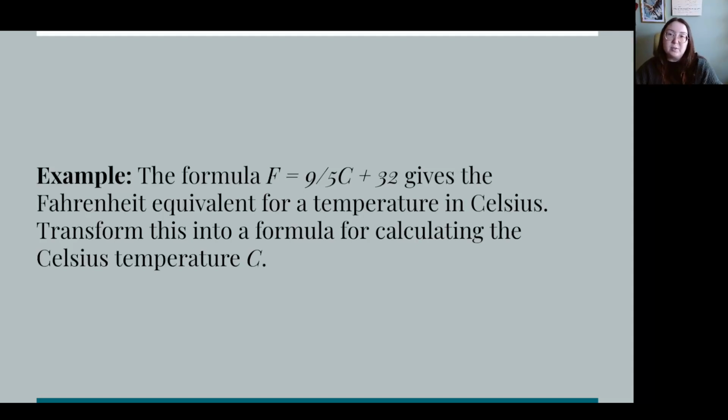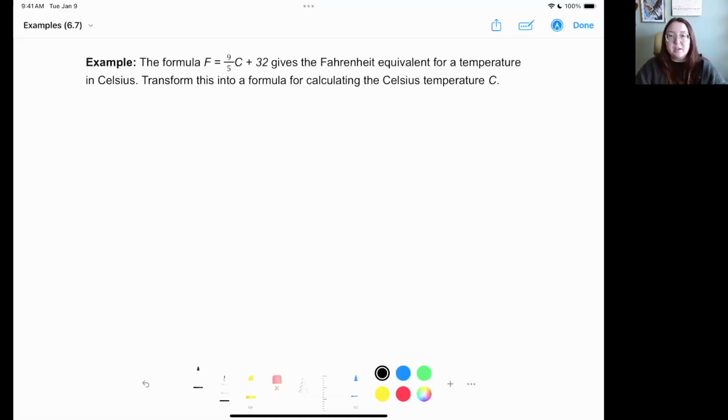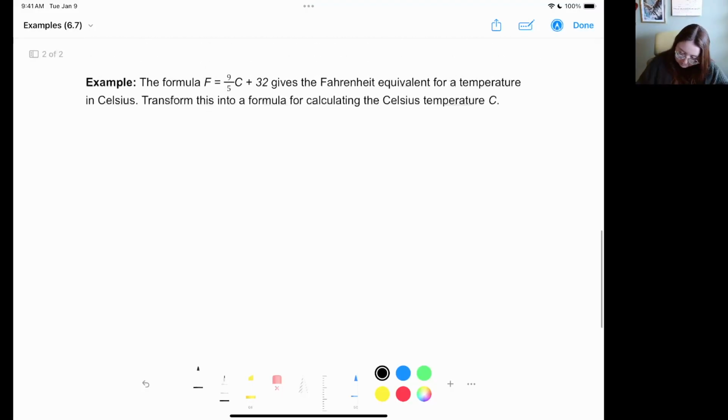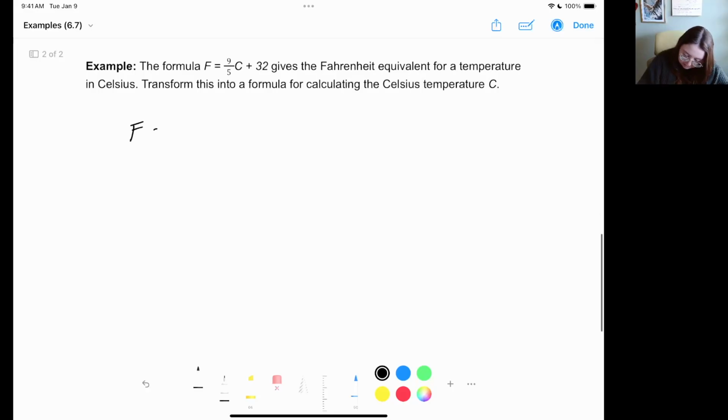So the formula is already solved for F, where C is in the equation. We're going to reverse this by solving our equation for C. So let's go ahead and go to our notes in order to do this. Here in our notes, we see 9/5 C plus 32. So we can just rewrite this here. We have F is equal to 9/5 times C plus 32, and we're trying to solve for C. This is the number here that we want isolated. We want C by itself.